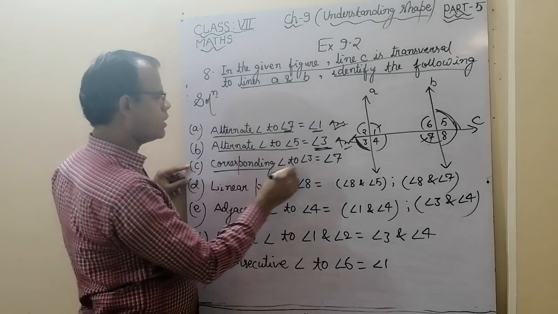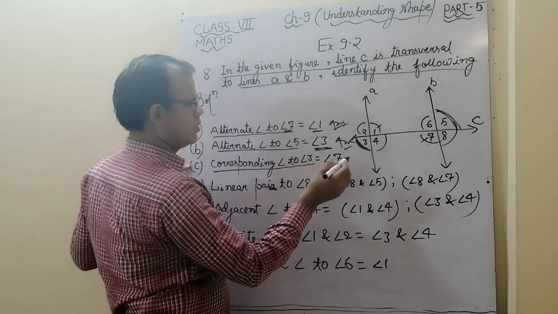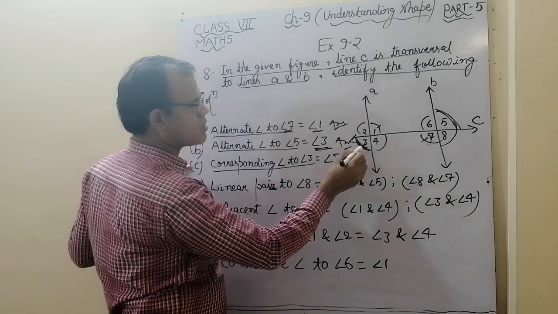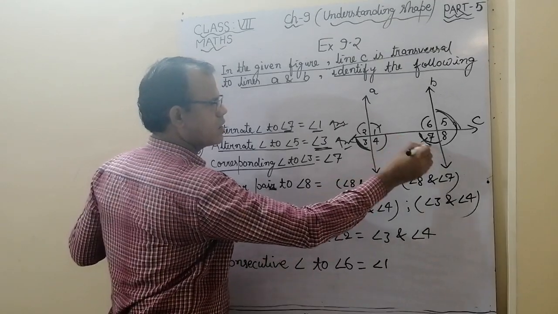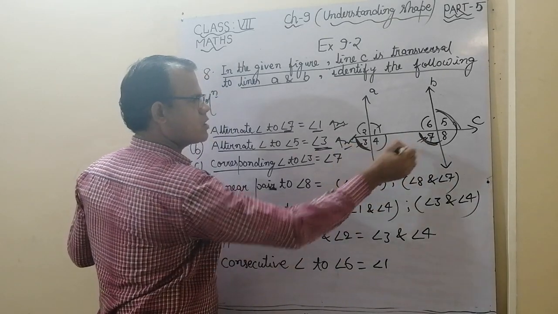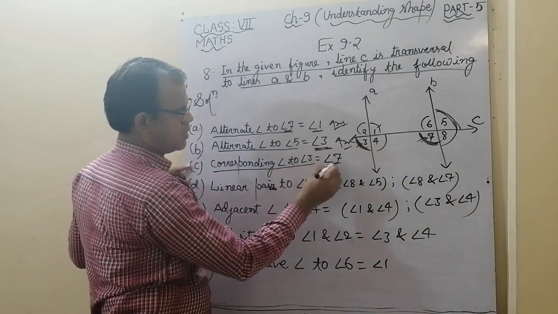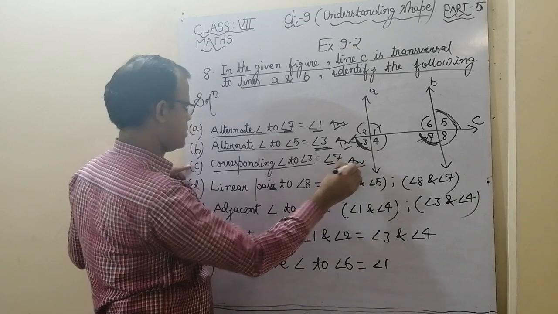Next, corresponding angle to angle 3. So angle 3 is here and its corresponding angle is angle 7. This is the corresponding angle. So angle 7 is the final answer.